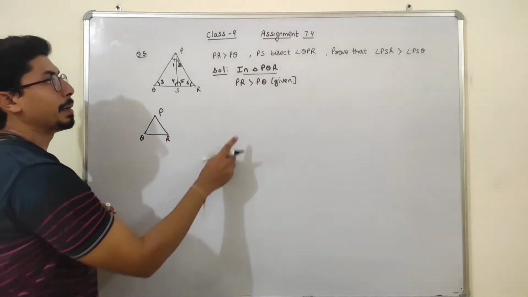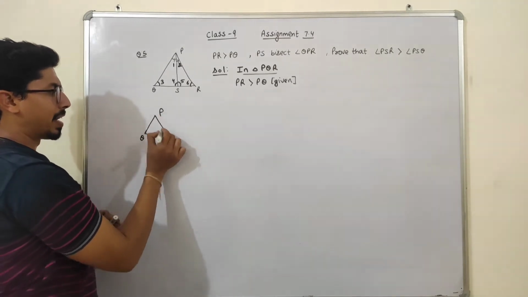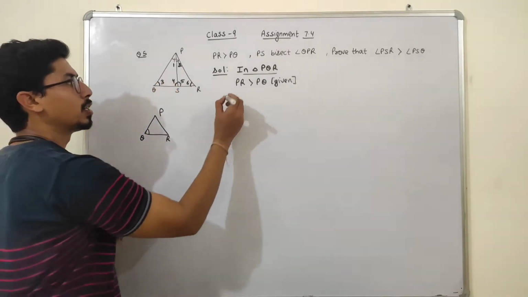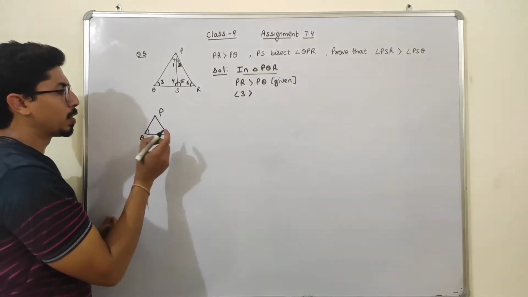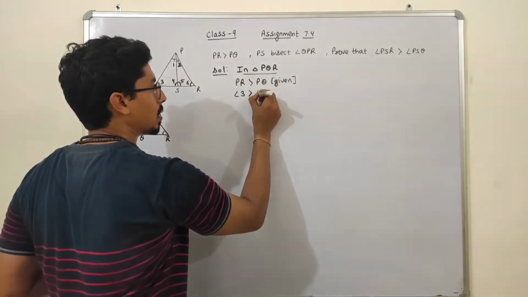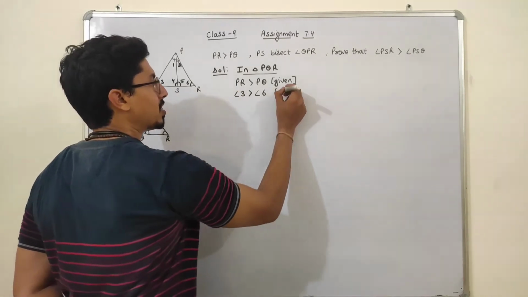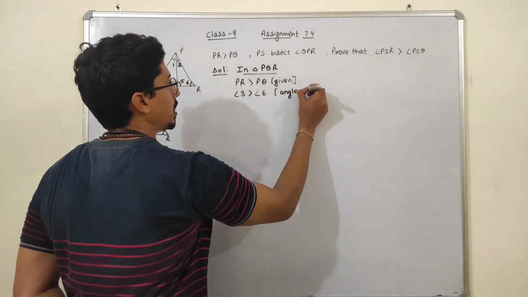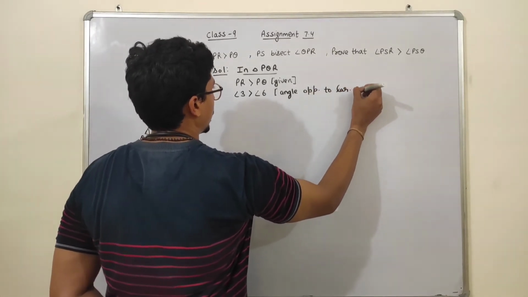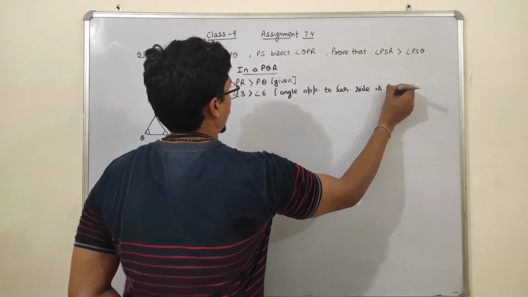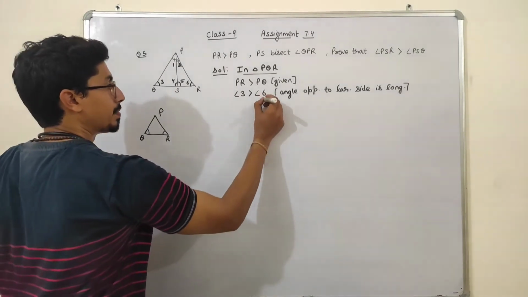In triangle PQR, PR is greater than PQ. The angle opposite to PR is this angle, which means angle 3 corresponds to the larger side. The angle opposite to PQ is this angle, which means angle 6. The reason is that the angle opposite to the larger side is larger. Okay, now name this as equation 1.